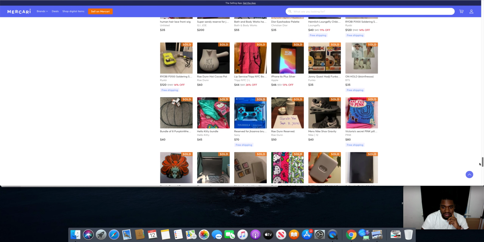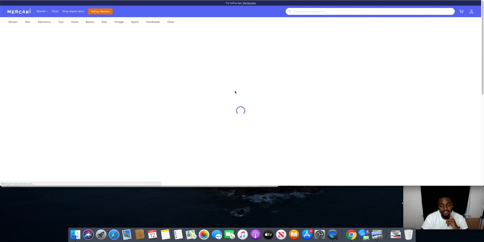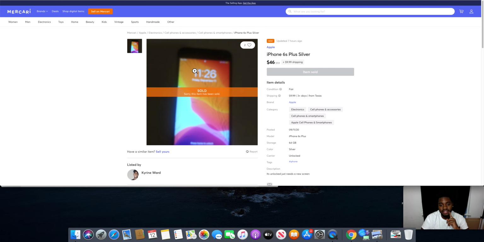It looks like iPhone 6, iPhone 7, around there, damaged phones that you can probably get for like $10 to $15 are selling for $40 to $50 all day long. And this is plus shipping. So it looks like $40 to $50 in profit for just straight-up broken phones.